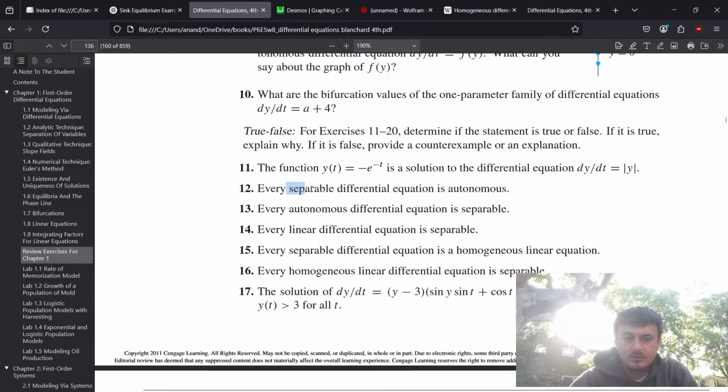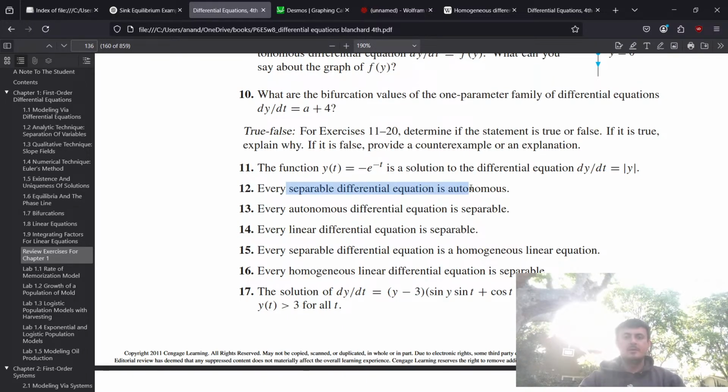All right, every separable... No, what? That's false. That's stupid. Okay, 13 is true though. If we have... Yeah, no, it's just true. 14. Every linear. We're going to skip that one. 15. Every separable differential equation is homogeneous. Skip. 16. Oh my gosh, there's a lot of this linear stuff.